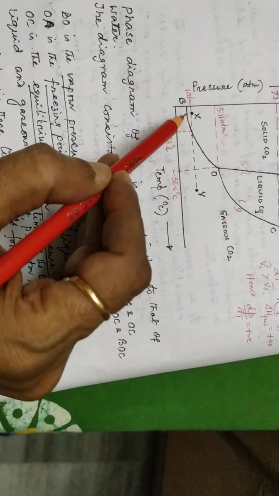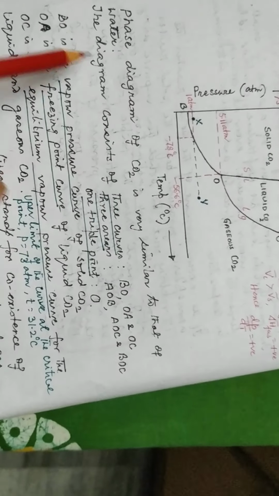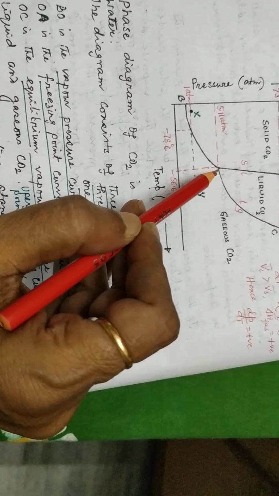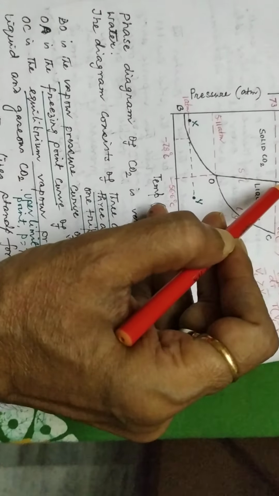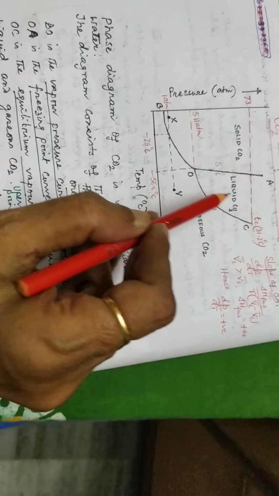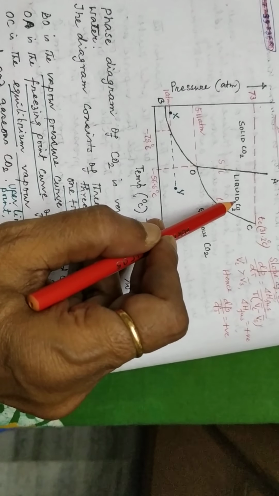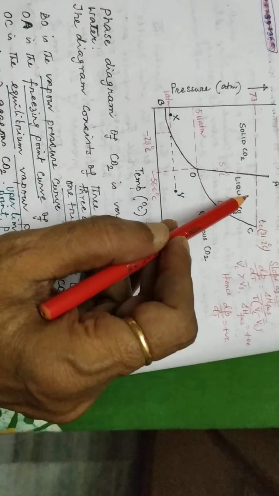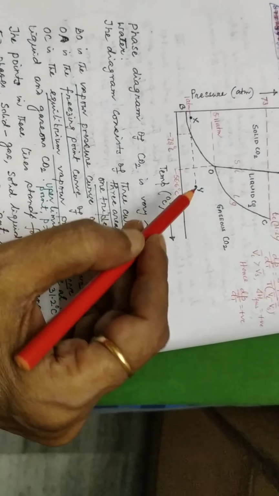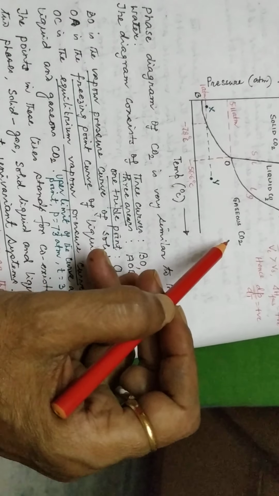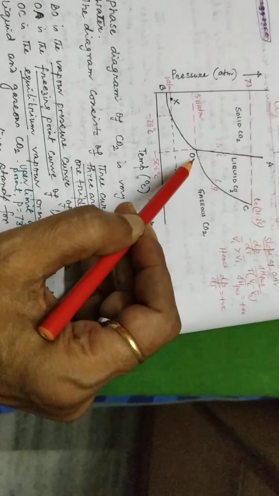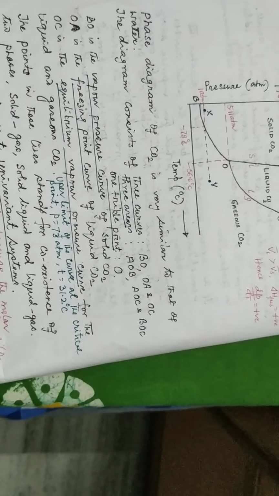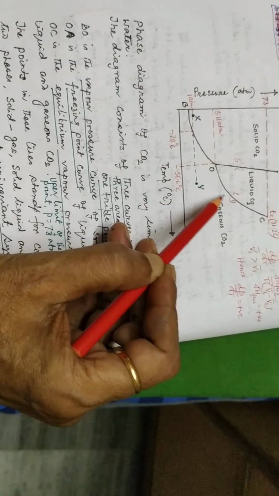Now, what is BO? BO is the vapor pressure curve of solid carbon dioxide. Okay? OA is the freezing point curve of liquid carbon dioxide or fusion curve of solid carbon dioxide, whatever you may call. OC is the equilibrium vapor pressure curve for the liquid and gaseous carbon dioxide.